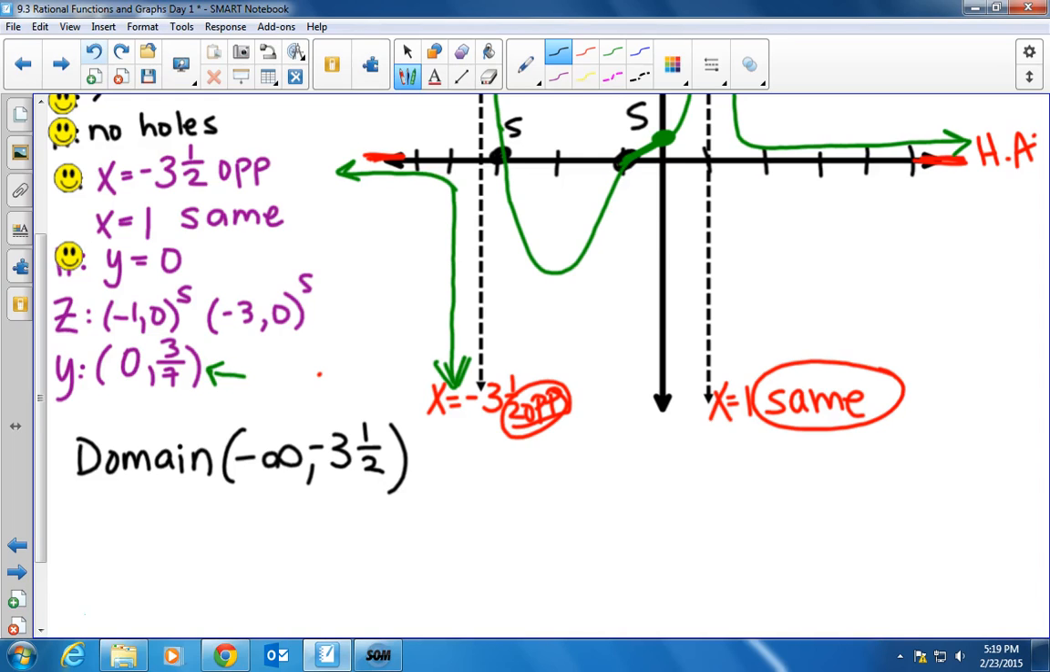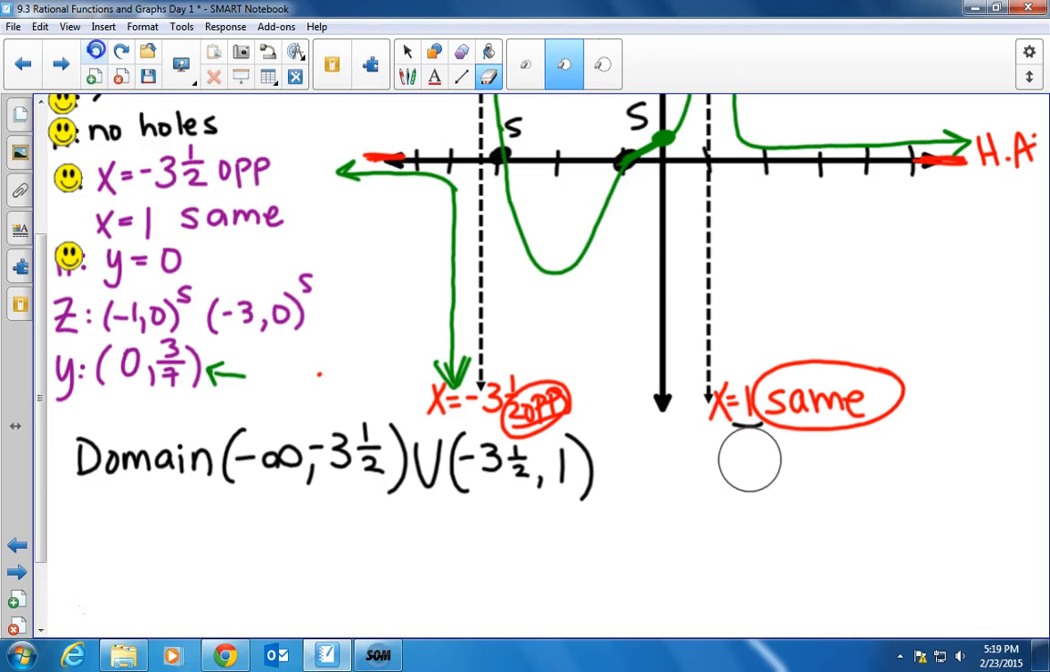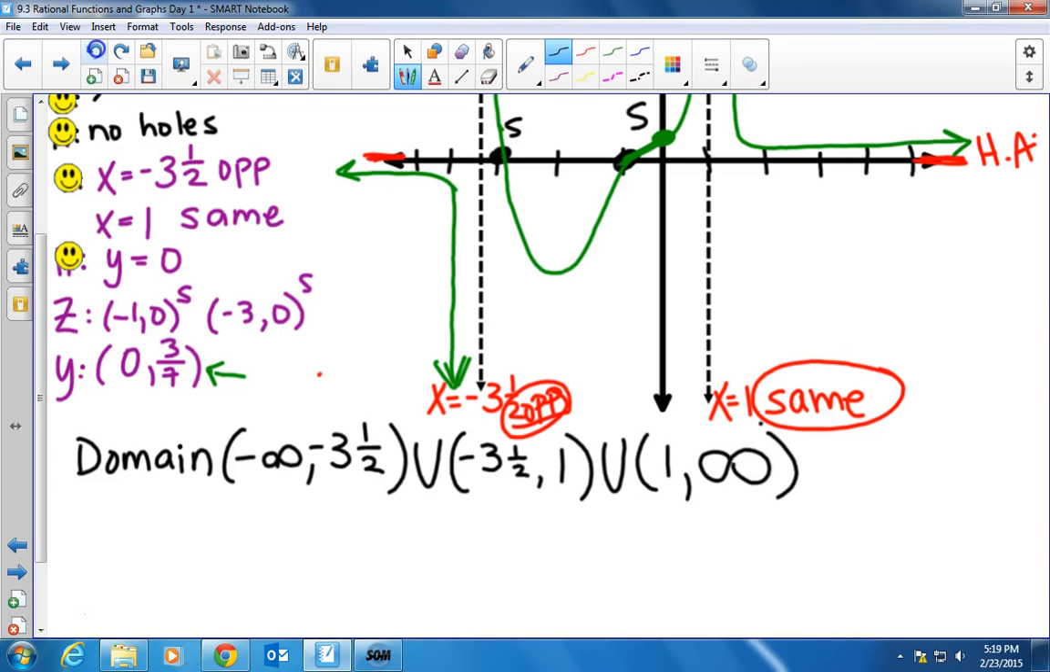But you do have a graph in the middle, and it goes from negative 3.5 all the way to x equals 1, which was your other vertical asymptote. And then, after you jump a positive 1, it goes on forever and ever and ever to positive infinity.